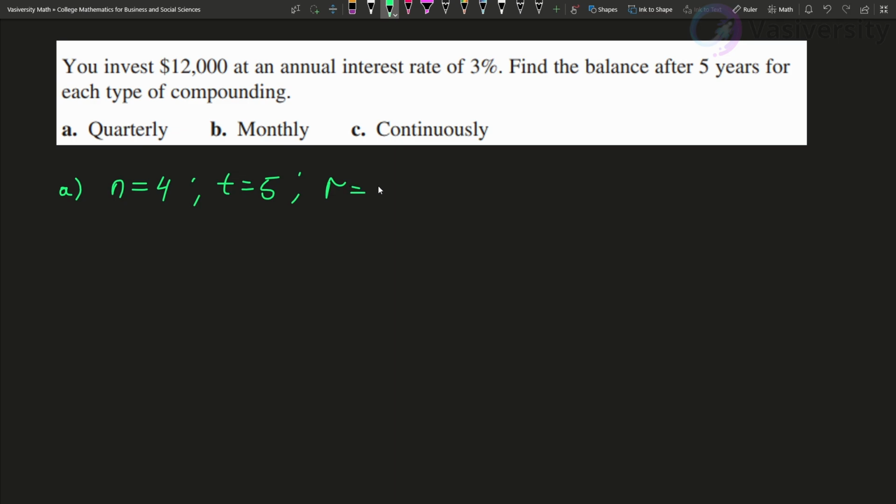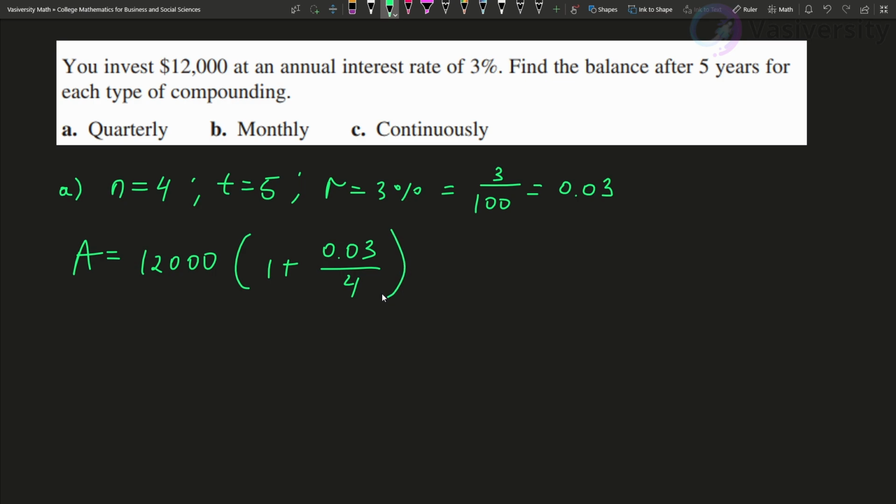The annual interest rate is 3%, which is 3 divided by 100, equal to 0.03. So our amount is going to be 12,000, our initial deposit, times (1 plus 0.03 divided by 4) to the power of 4 times 5. If we plug that into the calculator, we get $13,954.21.